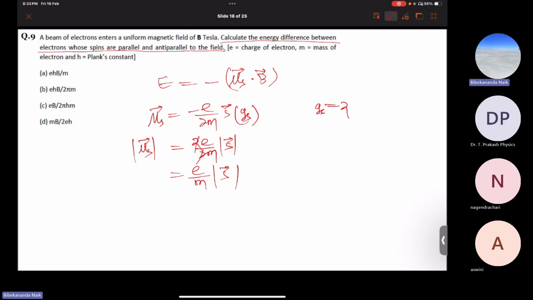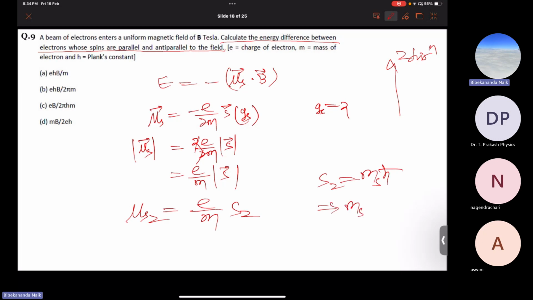Now suppose the magnetic field is along the z direction. Then what will be the value of mu s z? Mu s z will be e by m into s z, and we know s z is nothing but m s h cross. The value of m s is plus or minus half. Plus half is along the direction of the magnetic field, minus half is anti-parallel to the magnetic field. So we need to find these two values.